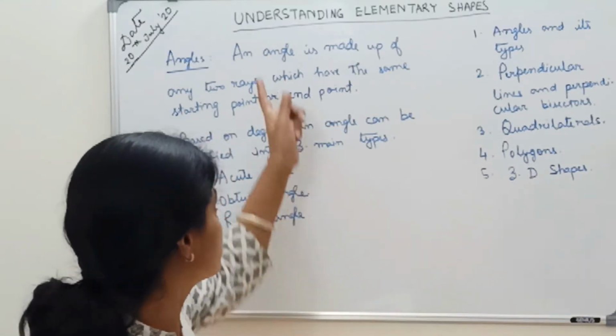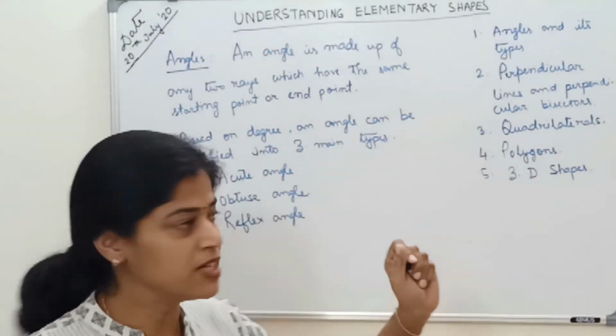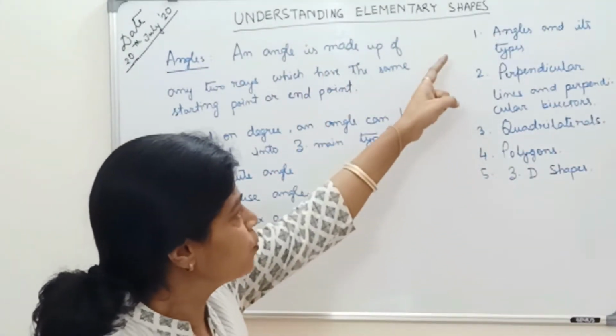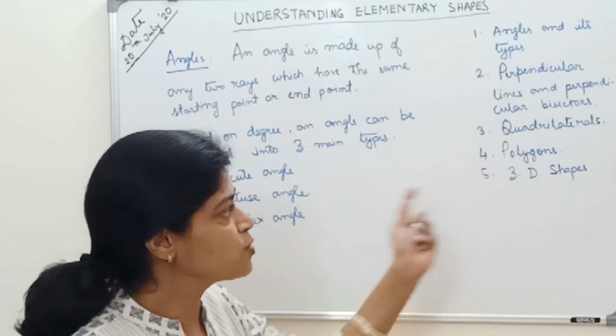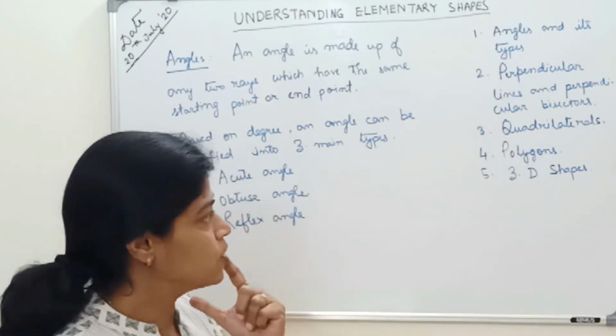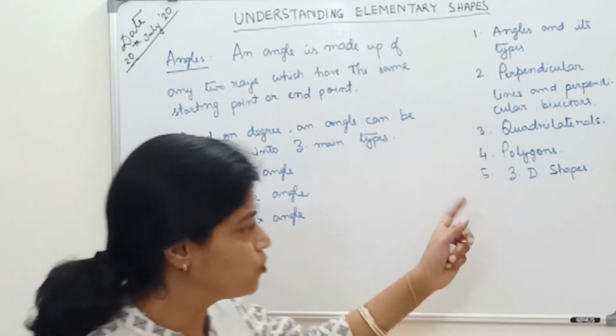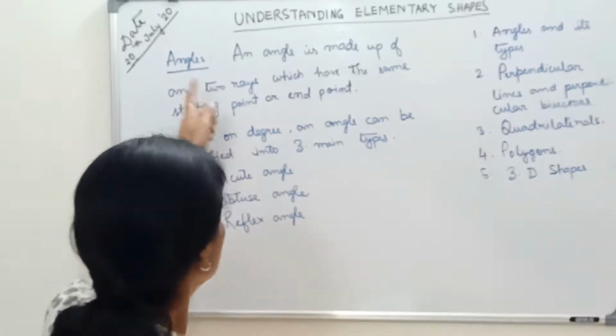Today I am going to start a new chapter, understanding elementary shapes. Under this I will be explaining angle and its types, then perpendicular lines, perpendicular bisector, quadrilateral, polygons and 3D shapes.